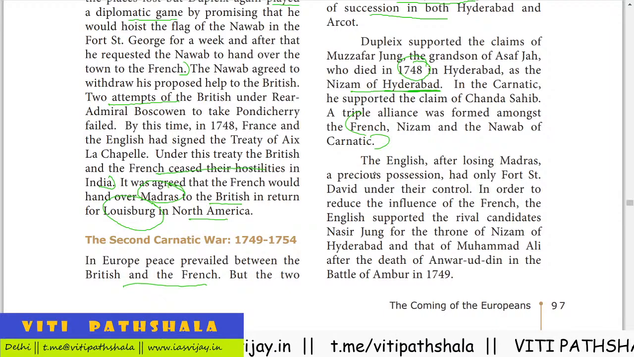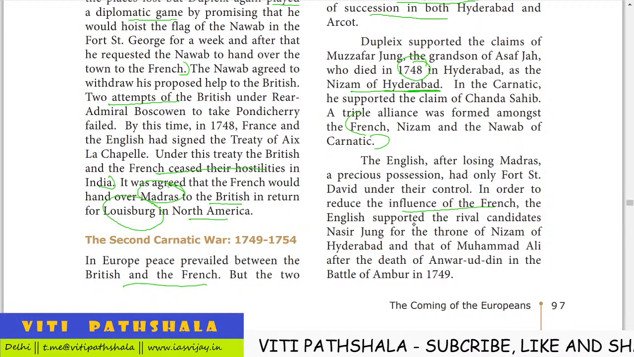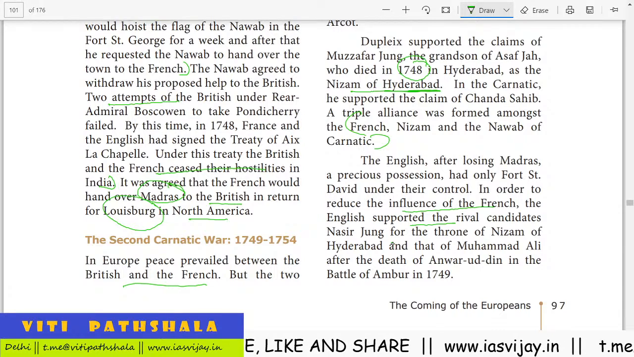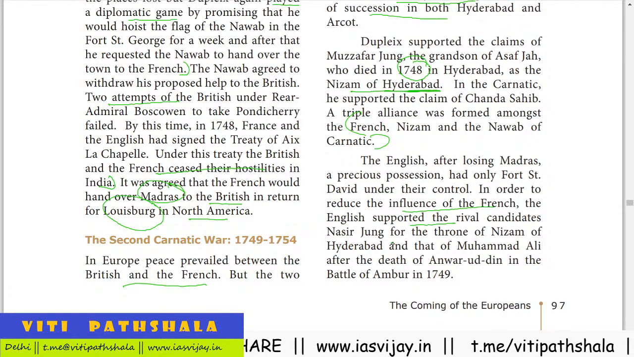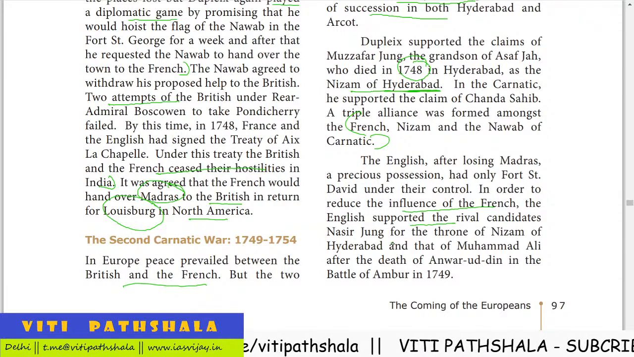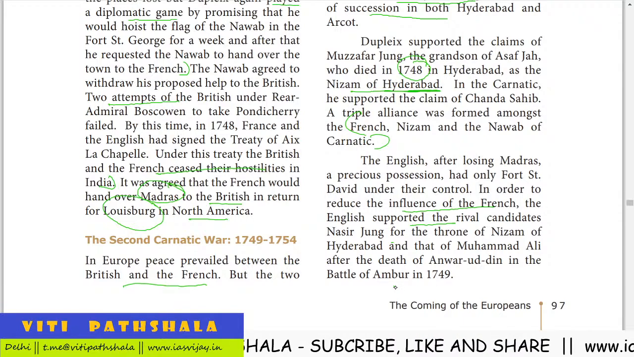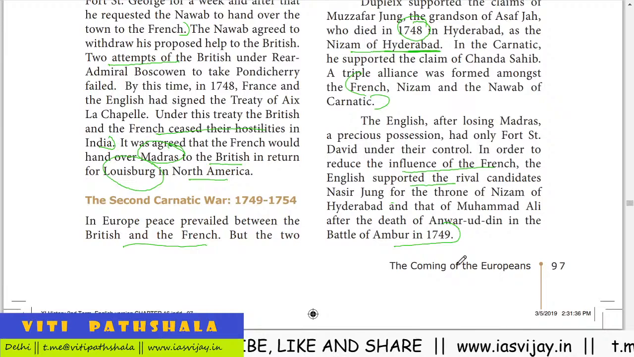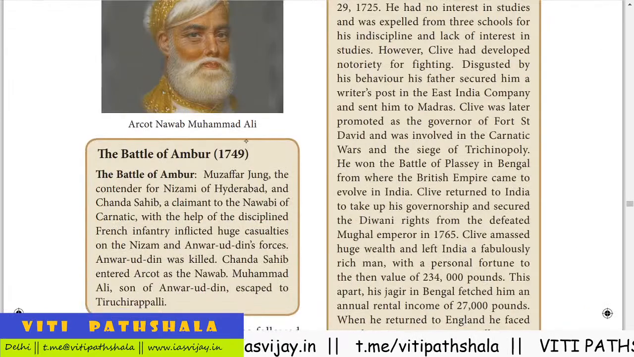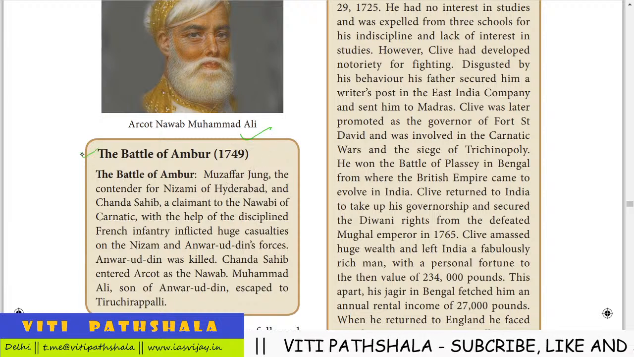David under their control. In order to reduce the influence of the French, the English supported the rival candidate Nasir Jung for the throne of the Nizam of Hyderabad, and Muhammad Ali after the death of Anwaruddin in the Battle of Ambur in 1749. So Arcot Nawab Muhammad Ali has been shown in the picture. The Battle of Ambur is an important battle.